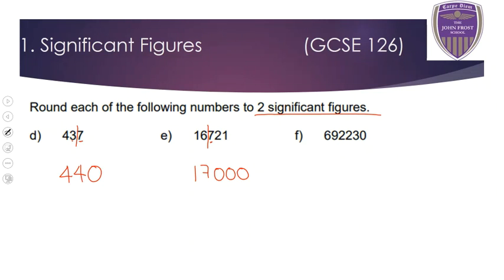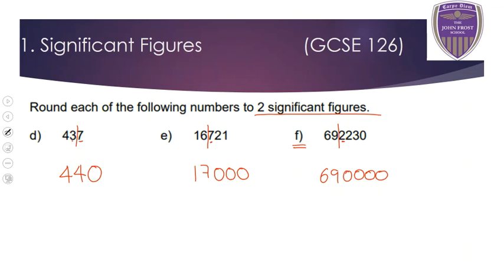And then for question F, first significant figure is the 6, the second is the 9, so we round after the 9. Okay, the 2 this time means we round down, which means the 9 stays the same. Okay, so 6, 9, 0, 0, 0, 0. All right, so 440, 17,000, and 690,000.